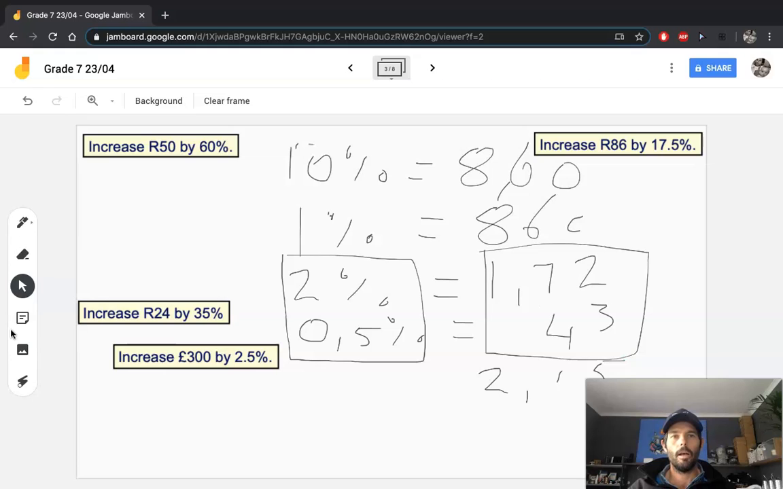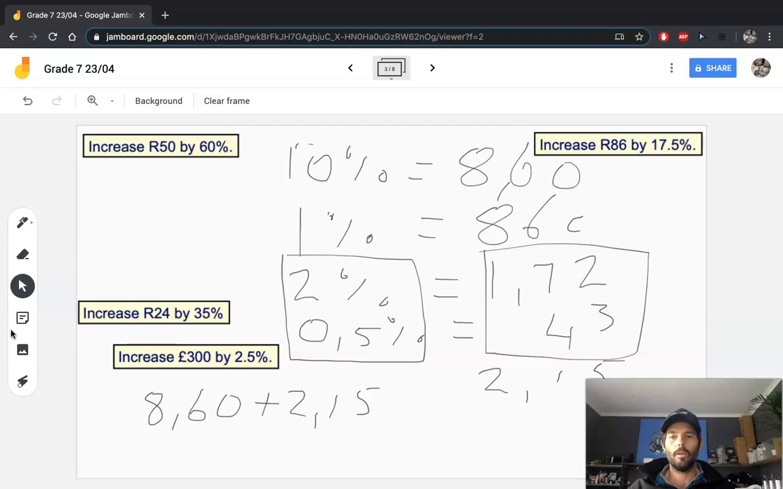Okay, now if I add 2 Rand 15 to 8 Rand 60, I'll have my 12.5%. I know that if 10% is 8 Rand 60, my remaining 5% is 4 Rand 30.